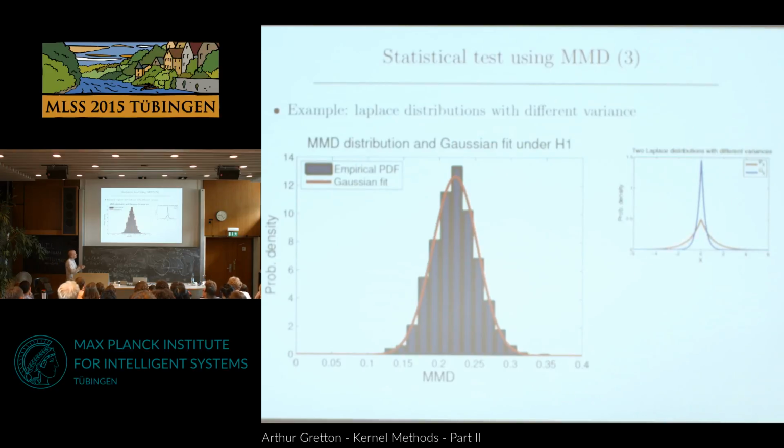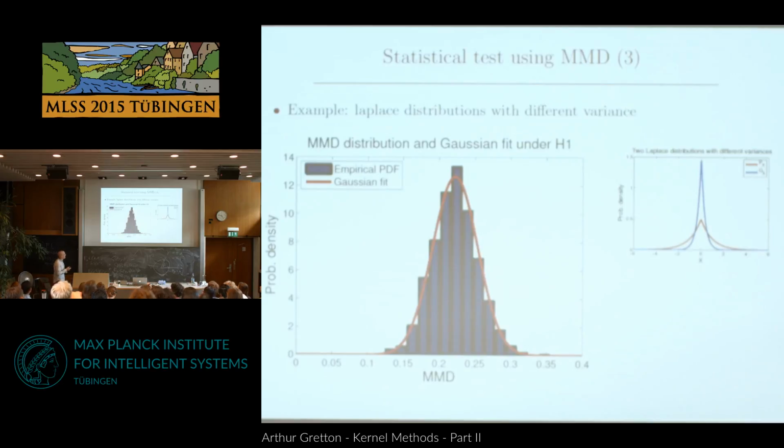So here are P and Q, and you can see they're different. They're two Laplace distributions with different variance. I generate samples from P and Q, I compute the distance, and I repeat it, like several hundred times. And then I get the histogram of distances. So this histogram has a mean which is not 0 because P and Q are different, and it has some variance. So I don't get exactly 0 because I've only got finite samples from P and Q, but I get something scattered around the mean.